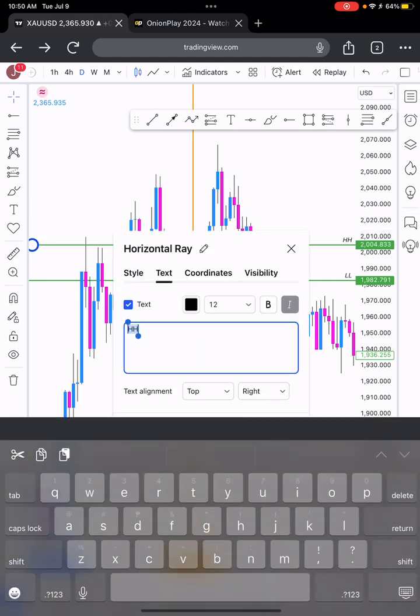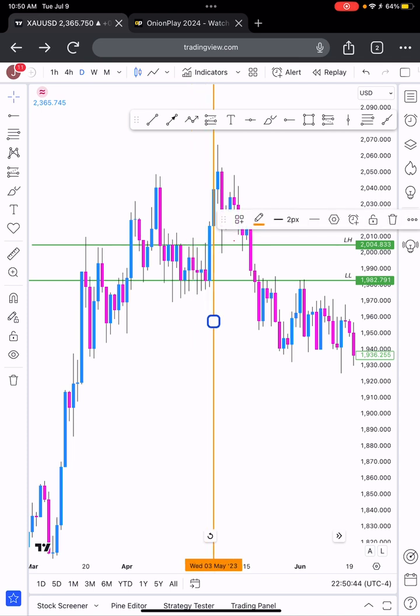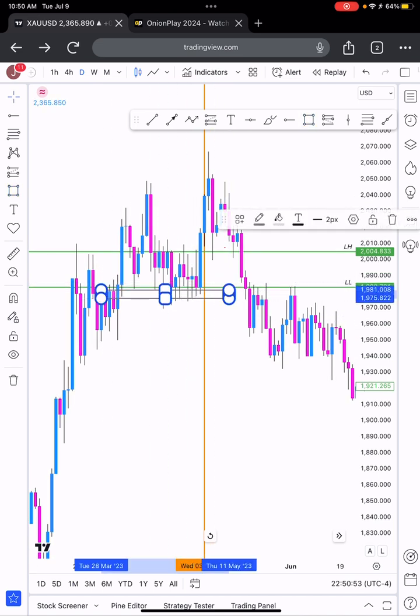And now this becomes the lower high, right? Simple stuff, right? And then price obviously came into this area until it broke out, right? So this was the area we were looking to buy in. So this is the area you would be looking to buy in.